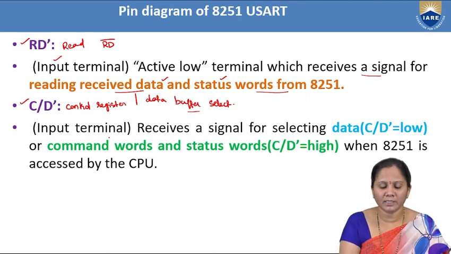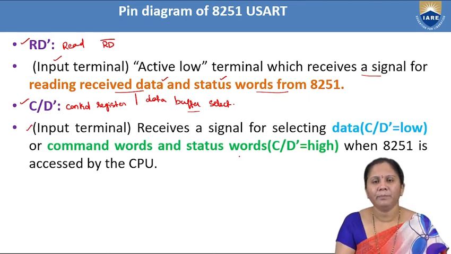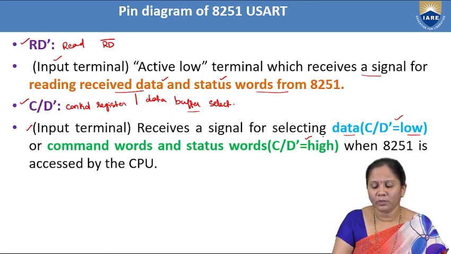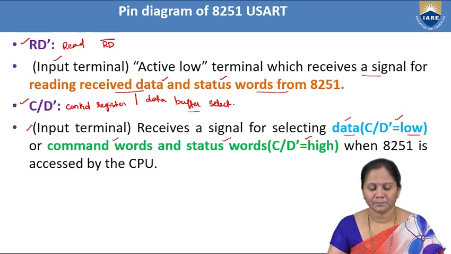So the C by D bar is the input terminal. It receives a signal for selecting the data when C by D bar is low, or command words and status words when C by D bar is high. That means when the C by D bar is low, it is going to receive the data. When C by D bar is high, it is going to receive the information like command words and status words.